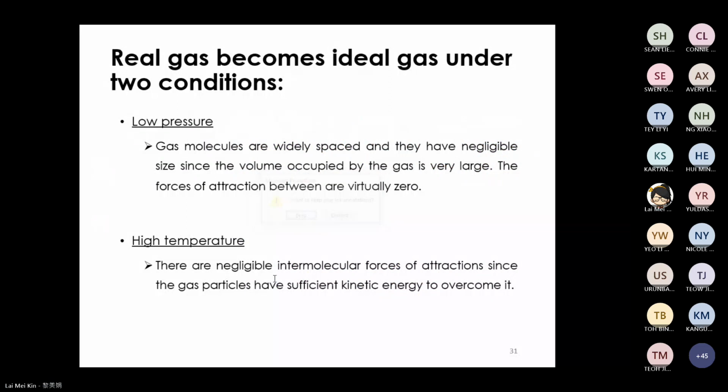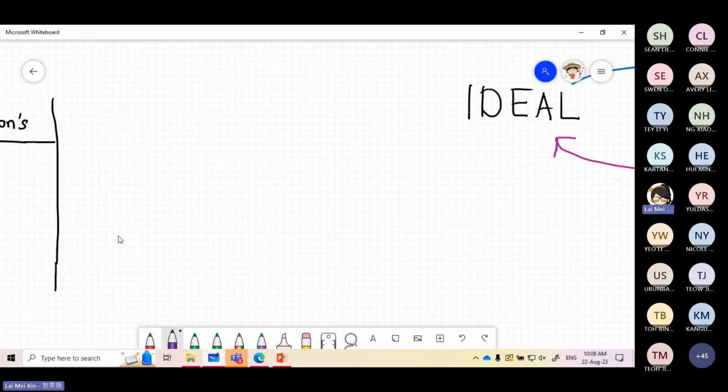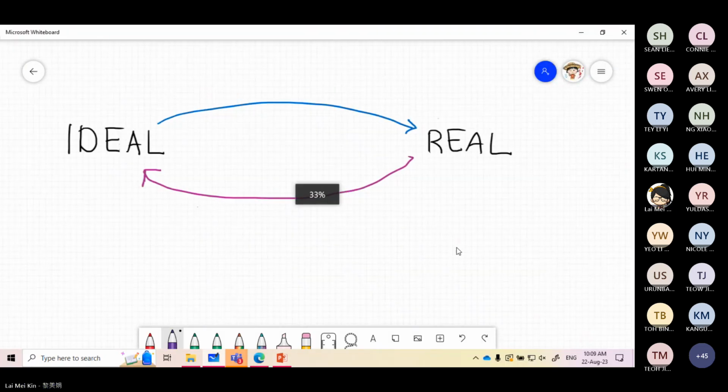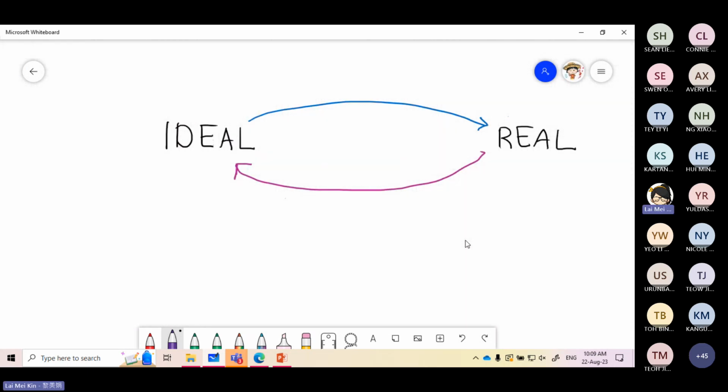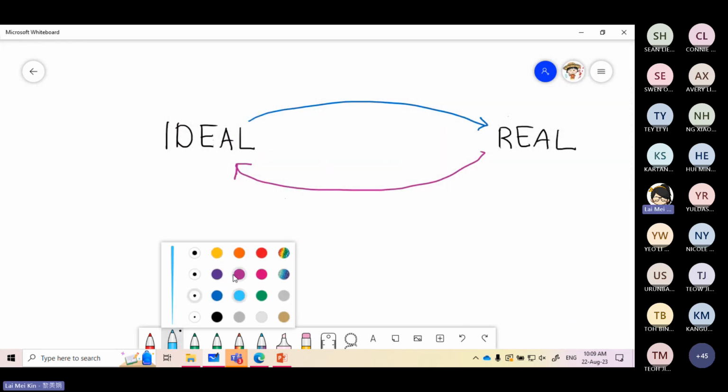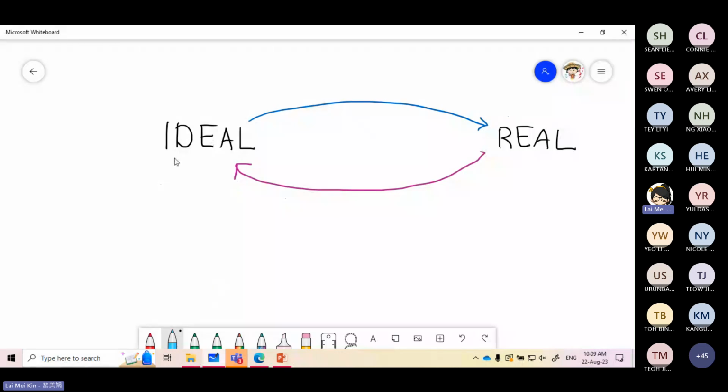I would like to move to the whiteboard again. So we have two types of gases. One we call ideal gas. Ideal means perfect, 100% perfect gases. And what does ideal gas mean? Ideal gas means the gas fulfills the four criteria of our kinetic molecular theory just now. It fulfills all four.